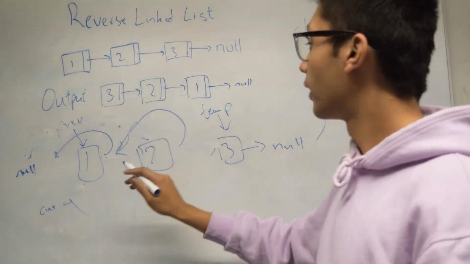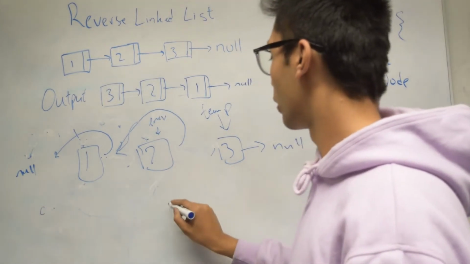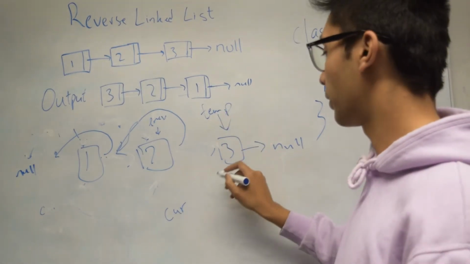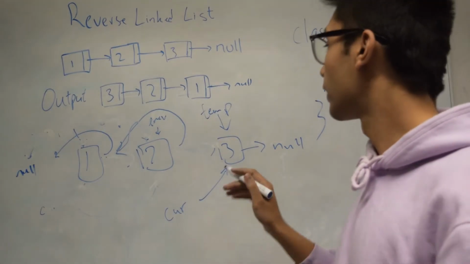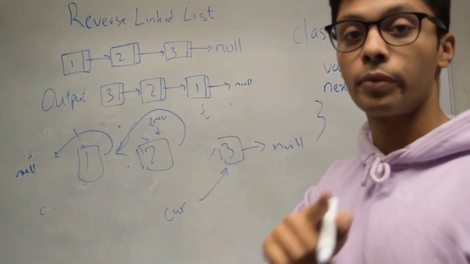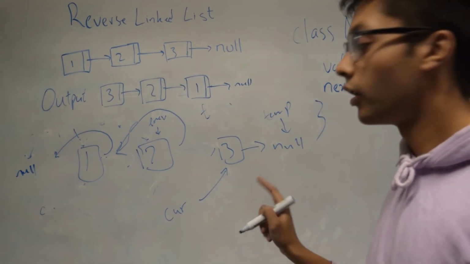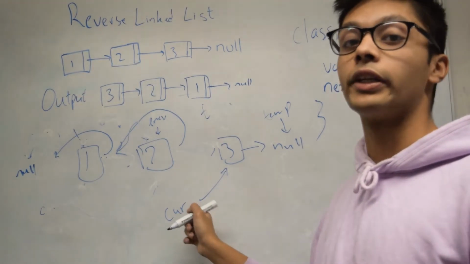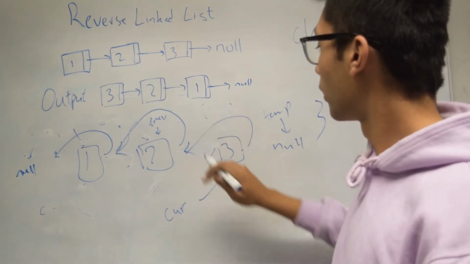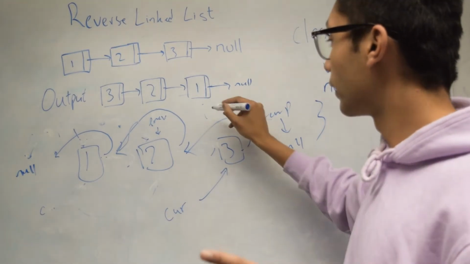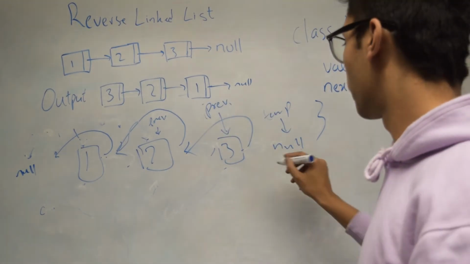And then we do the same thing. Previous becomes 2, current moves up to temp, where temp is. So current is 3. Then we do the same thing. Is 3 null? No, it isn't. So we set the temp to be the next of current, which is null. We set the next of current to be equal to previous. And then we set the previous to equal 3. We move up the current to temp.